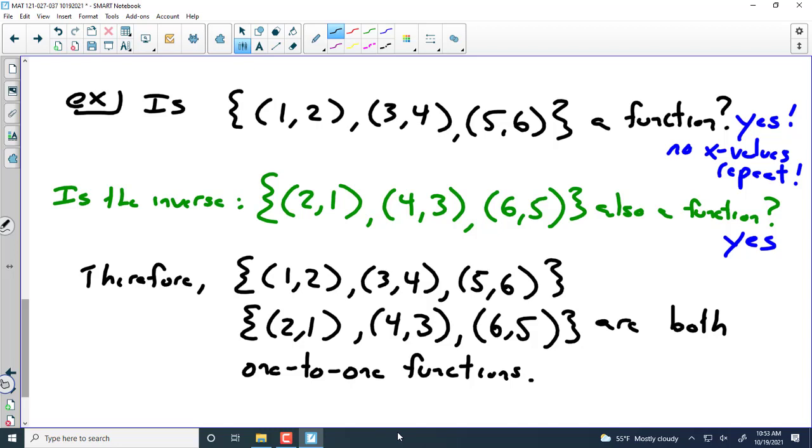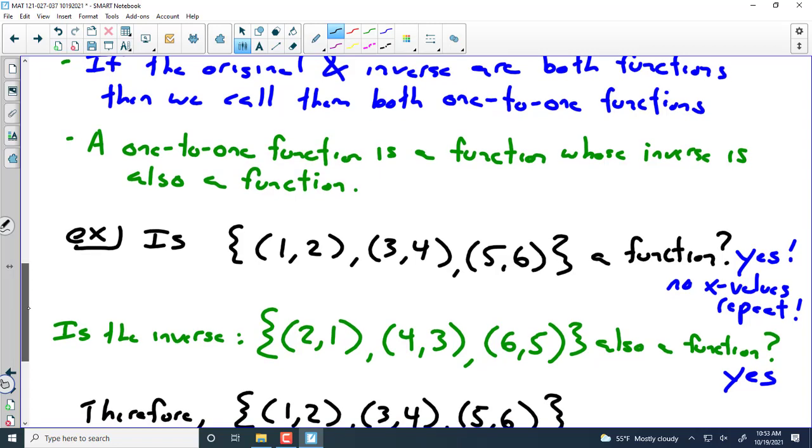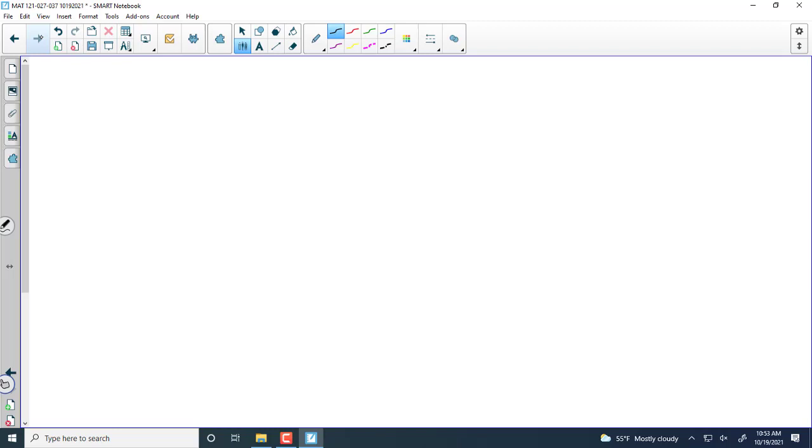Because what's a one-to-one function? A one-to-one function is a function whose inverse is also a function. All right. So now check this one out. And I'm not going to try and do any tricks today, just trying to make sure you all understand this.